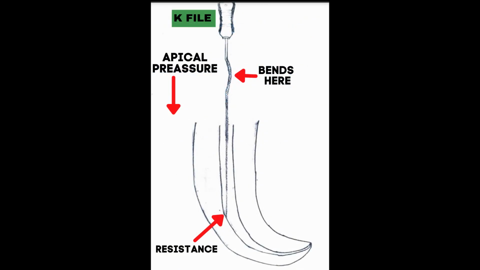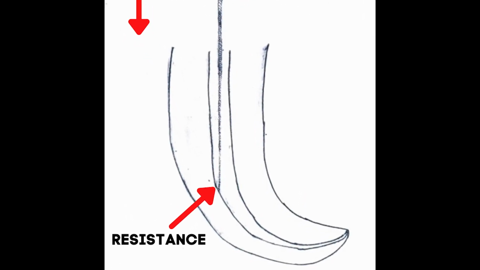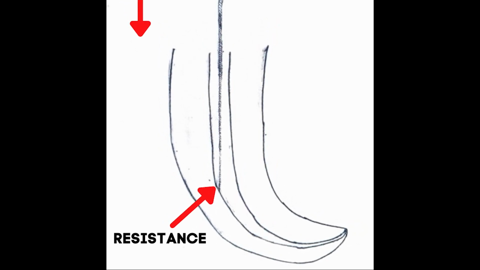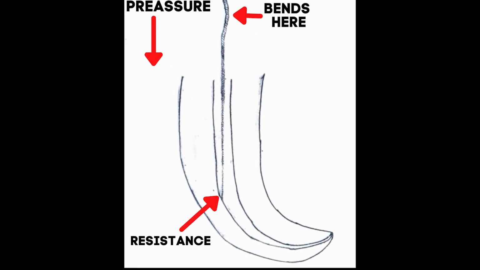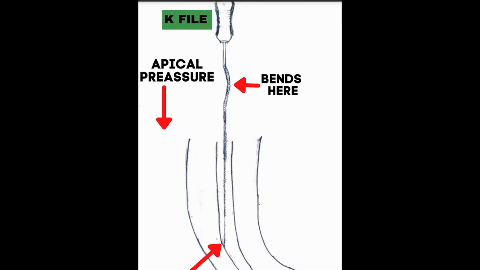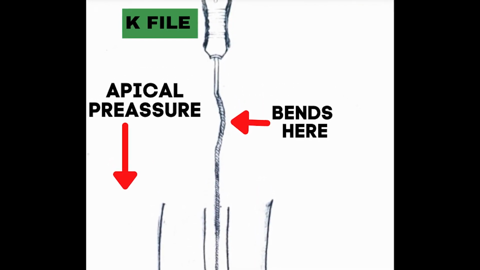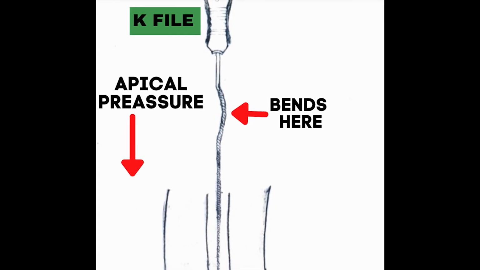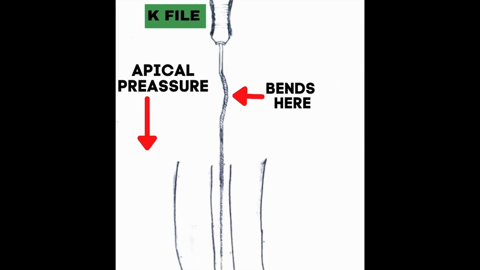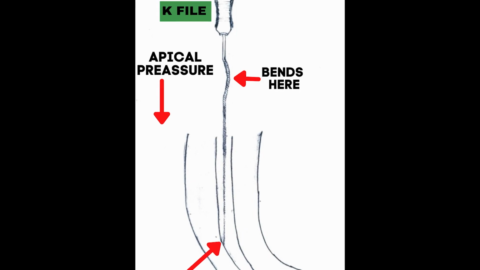In this diagram, you can see that the apical portion of the file has started engaging the outer curvature wall. So in these circumstances, if you use an apical pressure from the handle, what happens is it buckles or bends near to the handle. It does not transfer the energy into the apical area, so that transportation does not take place. This is a major advantage of this file.